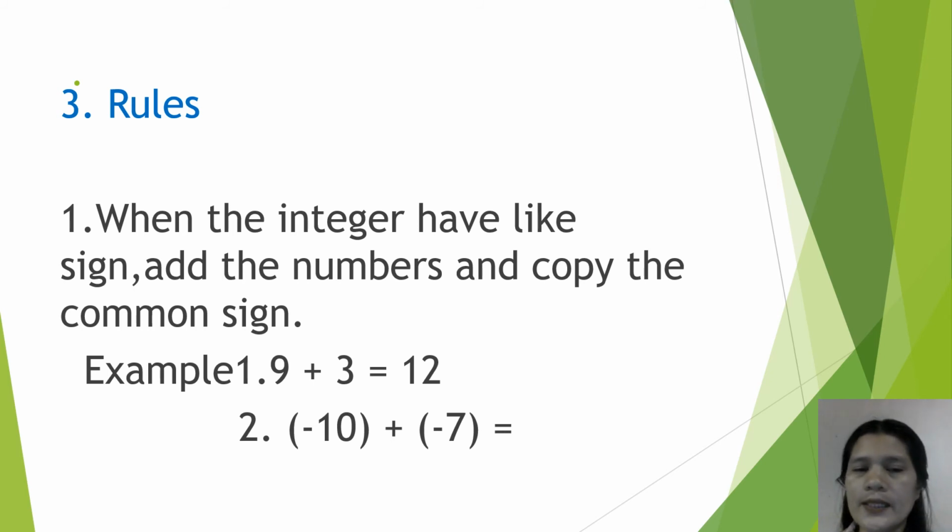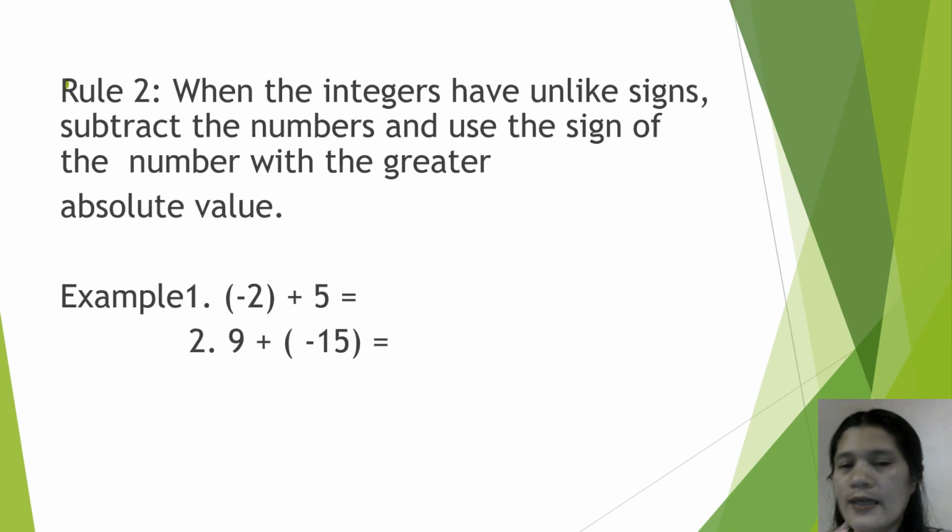Another example is negative 10 plus negative 7. So they have a common sign. What is the sign of the two integers? We have two negative numbers, so they are like signs. So let's add 10 and 7. So it should be 17. And then copy the common sign, which is negative. So the answer is negative 17.